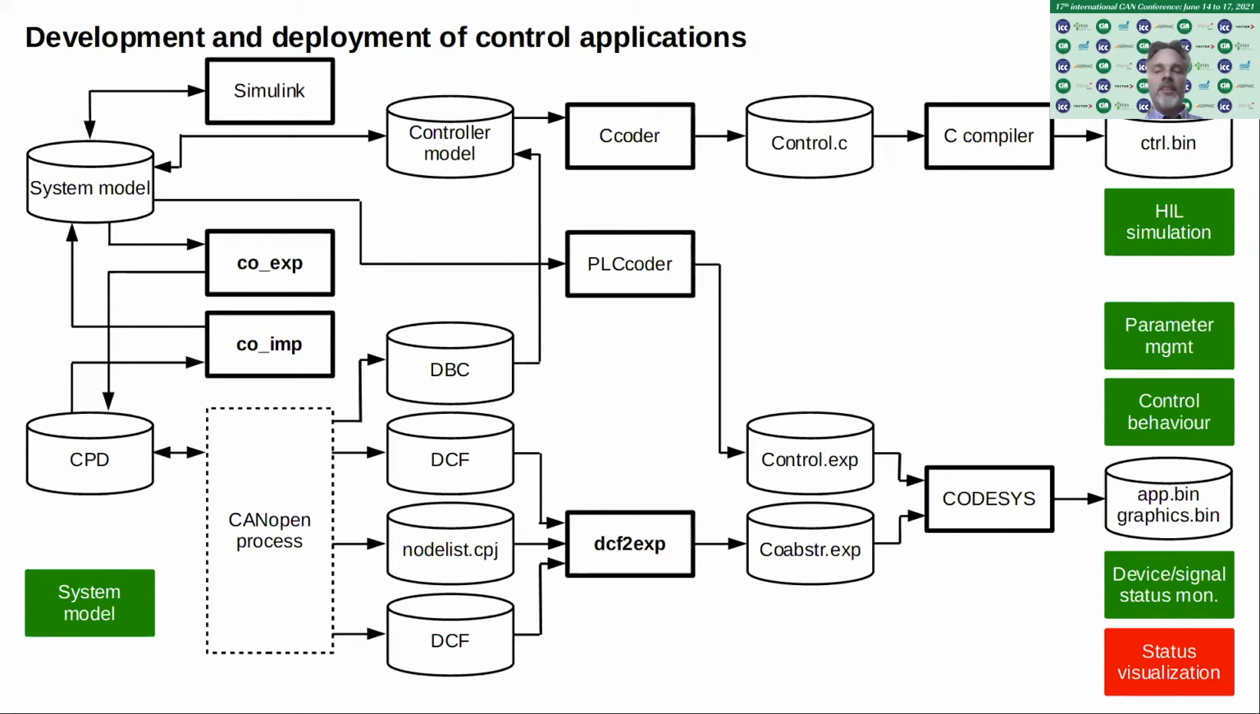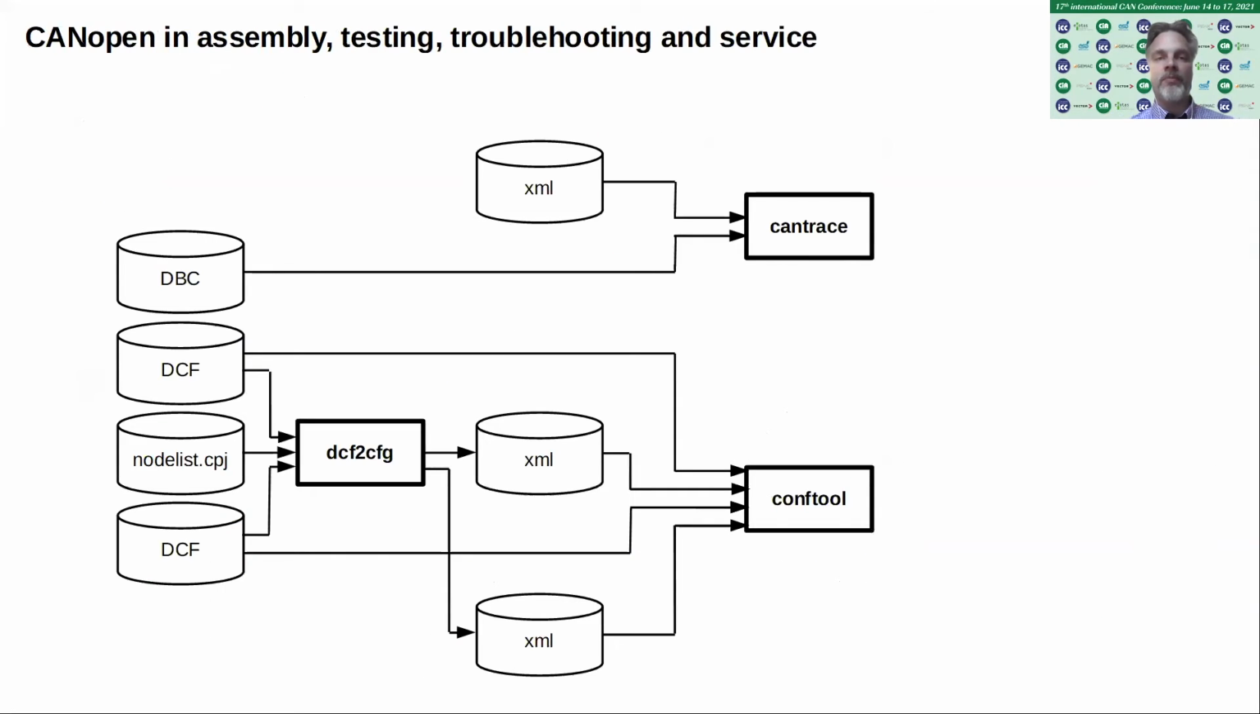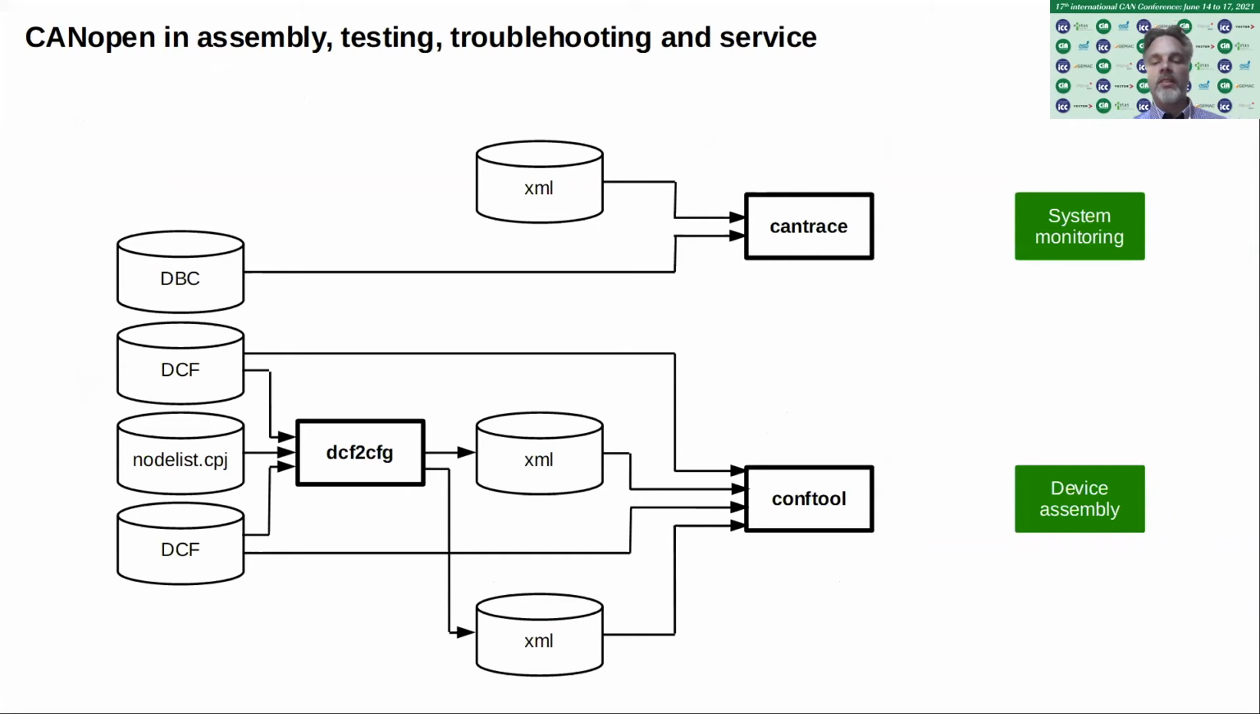But what's missing is status visualization, which traditionally had to be developed manually. And finally, when we have standard output from the design process, we can utilize the standardized output for system monitoring with analyzers, and device assembly, which means configuration and software download by CANopen level standard tools.